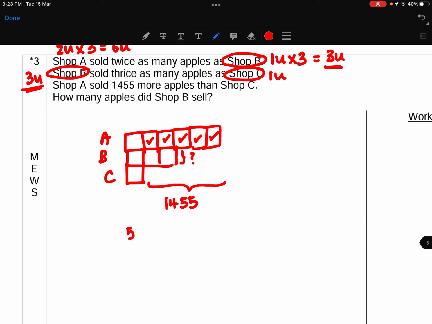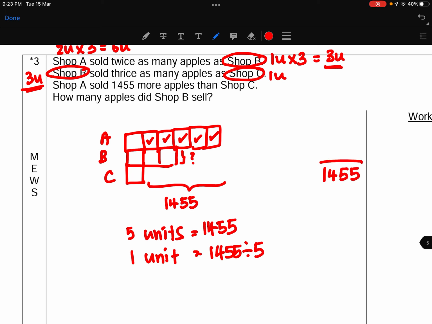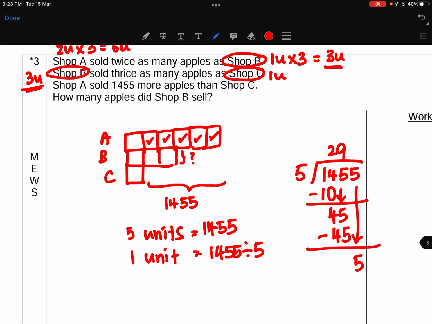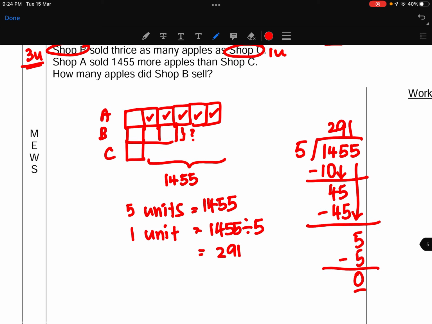So you are going to start with 5 units equals to 1455. You find 1 unit. 1455 divided by 5. You will get 2, 10, 45. You bring it down. 1 set, 0. So you know that 1 unit you get 291.